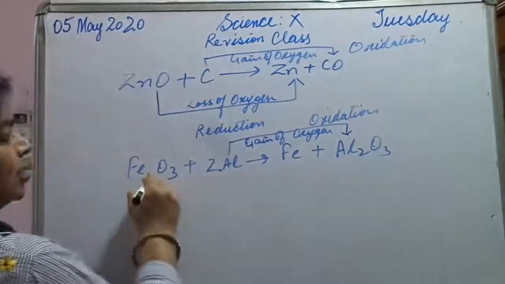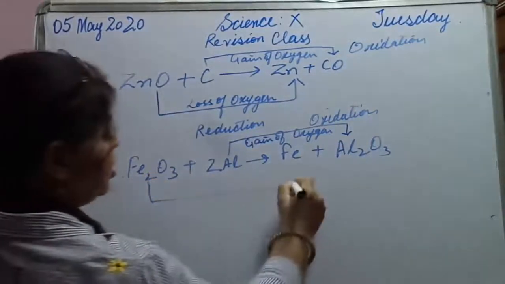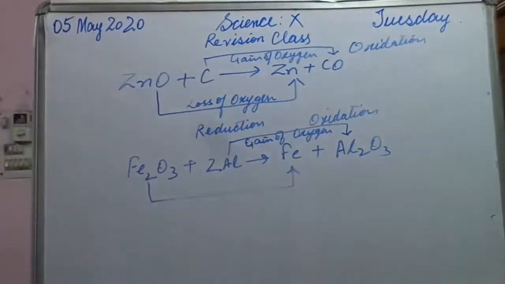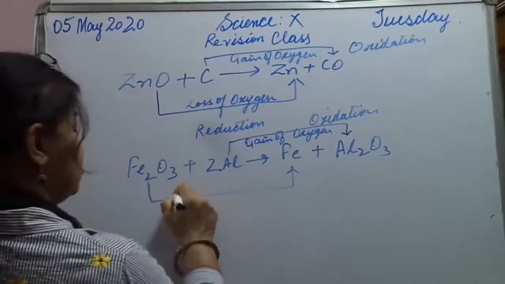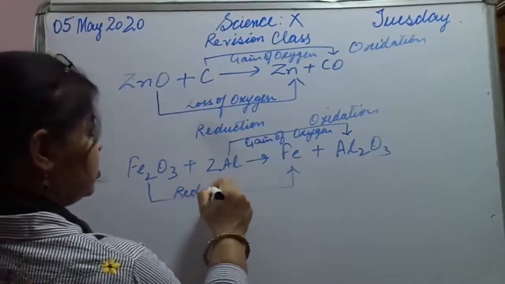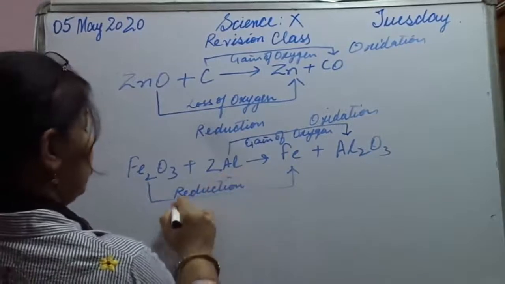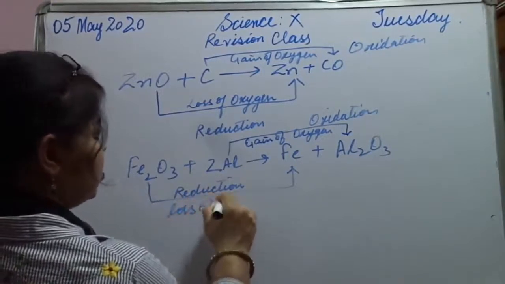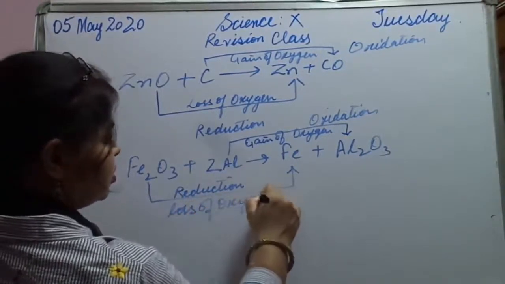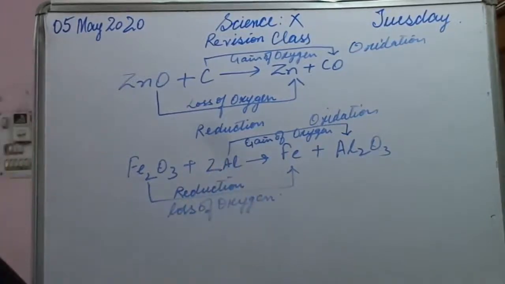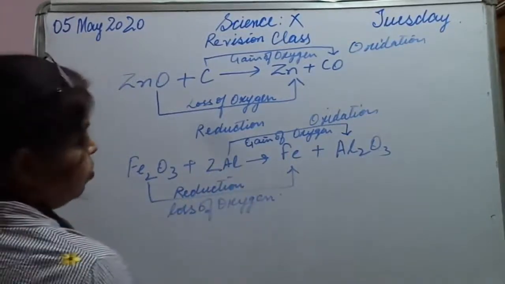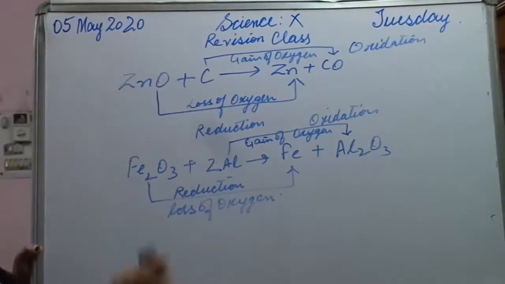Okay. Now what is happening here? Fe is losing oxygen, so it is reduction. Why? Loss of oxygen. So I hope it is clear to everyone what is oxidation and what is reduction.